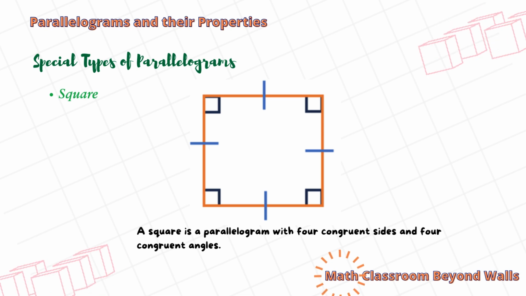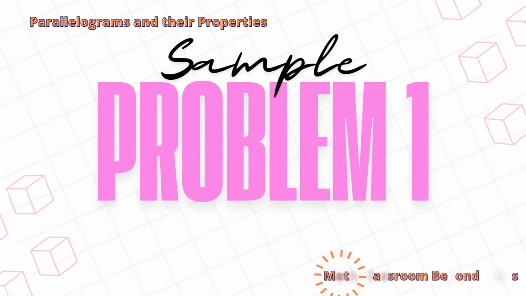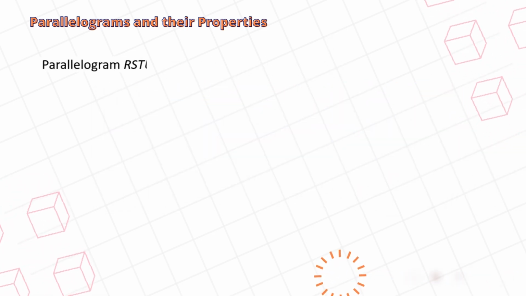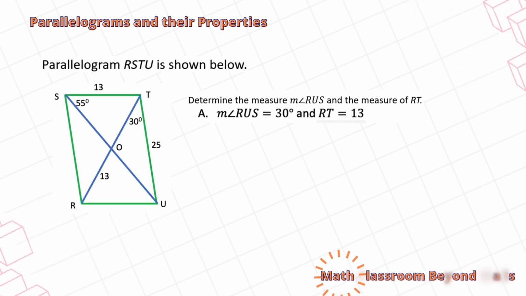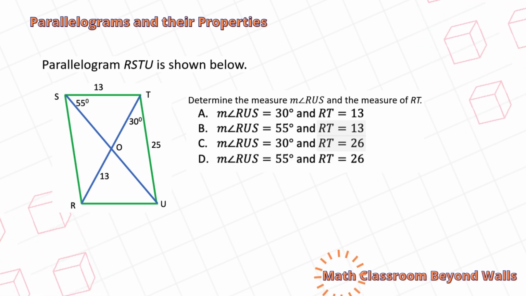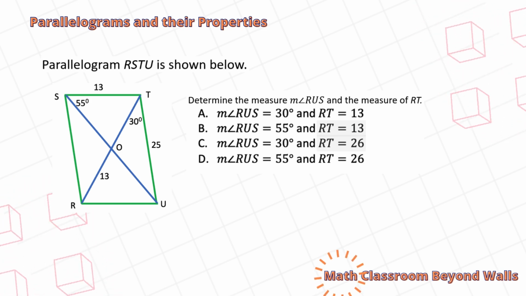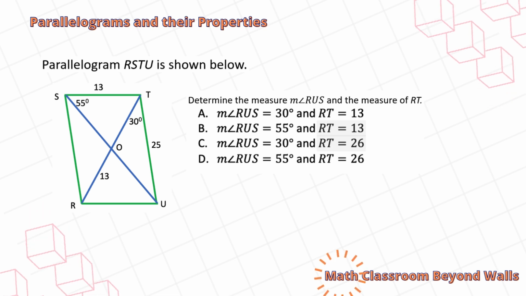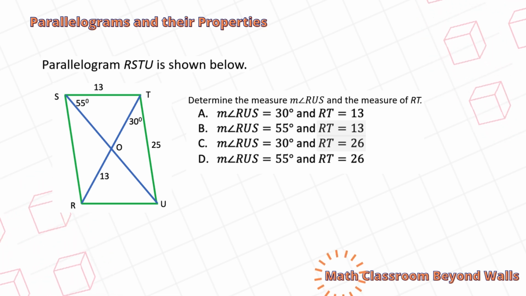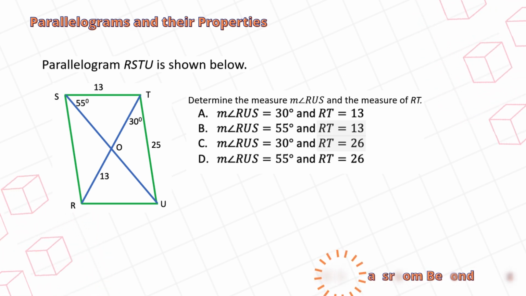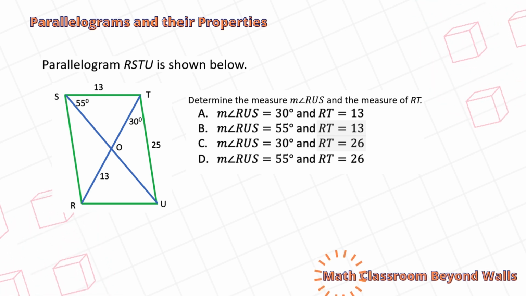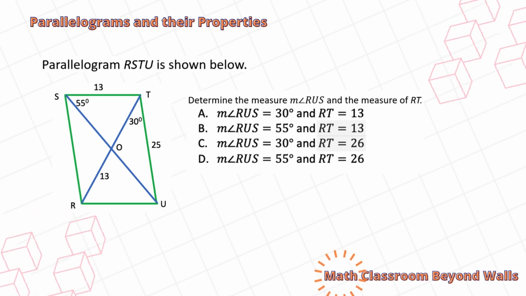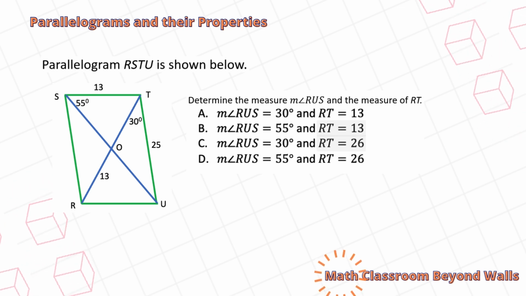Let's go. Let us start with sample problem 1. Here's the problem. Parallelogram RSTU is shown below. Determine the measure of angle RUS and the measure of RT. Here are the options. Option A, the measure of angle RUS is 30 degrees and RT equals 13. Option B, the measure of angle RUS is 55 degrees and RT is 13. Option C, the measure of angle RUS is 30 degrees and RT is 26. And option D, the measure of angle RUS is 55 degrees and RT is 26.